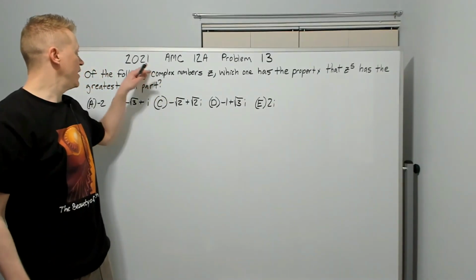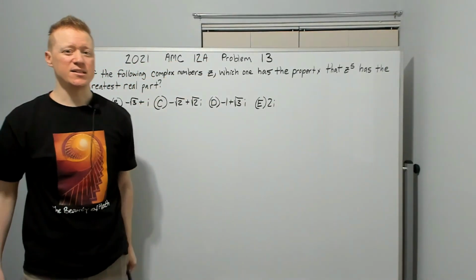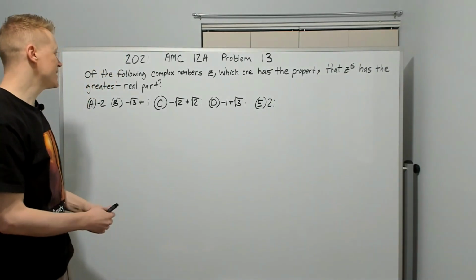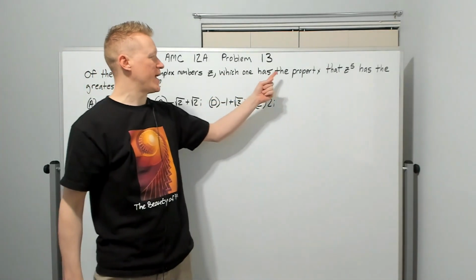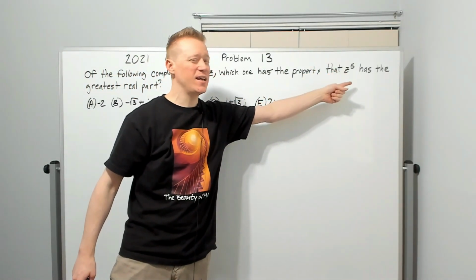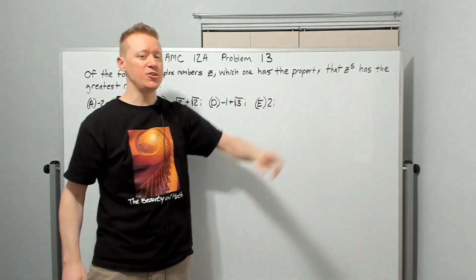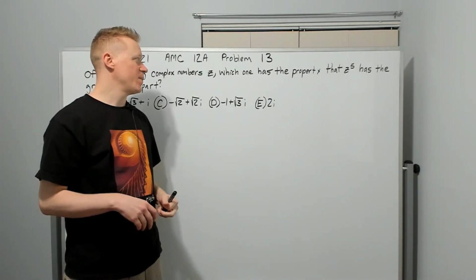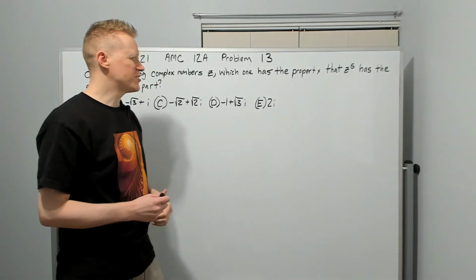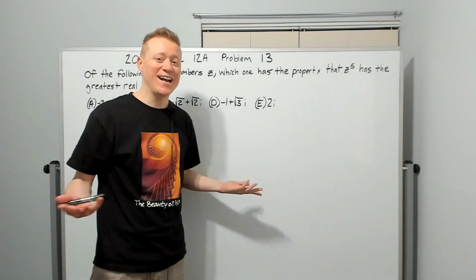All right, we are on to the 2021 AMC 12A problem 13. Of the following complex numbers z, which one has the property that z to the 5th, and right about there you should be thinking of a particular theorem, right? And so what theorem is it? It's that dead guy's theorem.